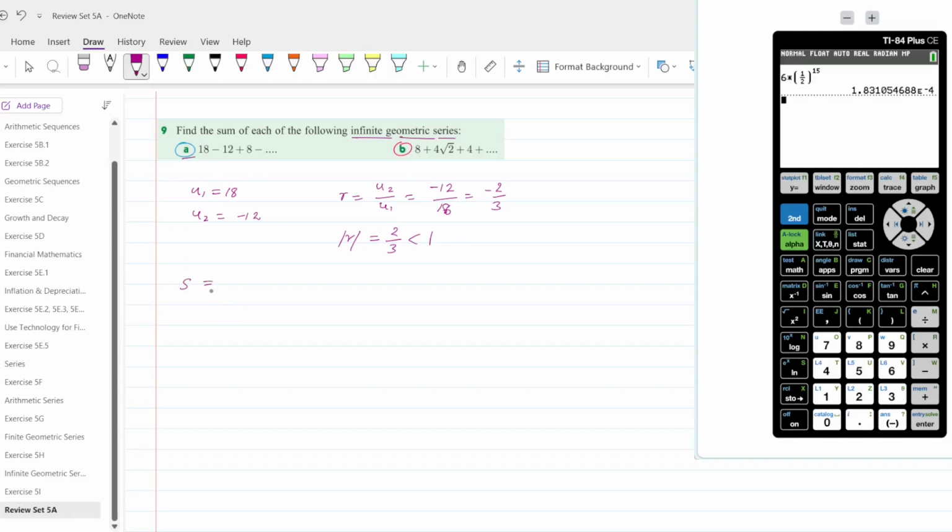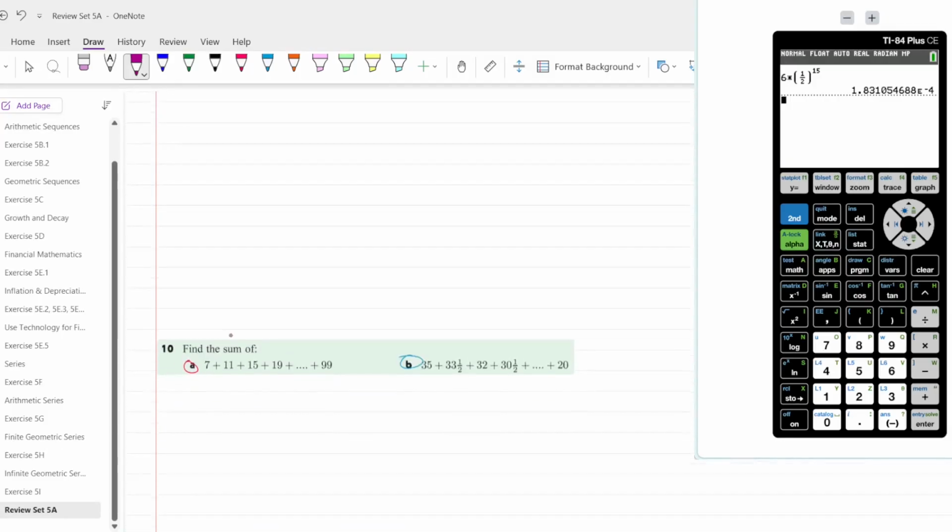So S is going to be u1 divided by 1 minus r. u1 is 18 divided by 1 minus -2 by 3. So it is 18 divided by 5 by 3, which is 18 divided by 5 times 3. So this is 36 divided by 5, or 7 and 1 by 5. That's the answer. Let's go to the next problem.